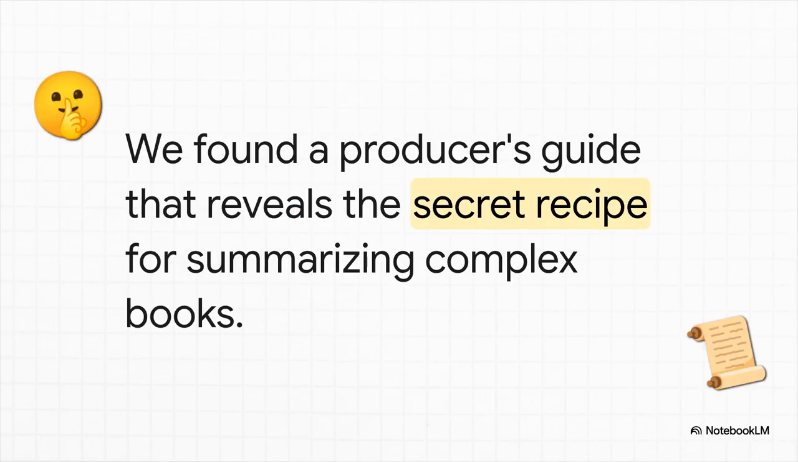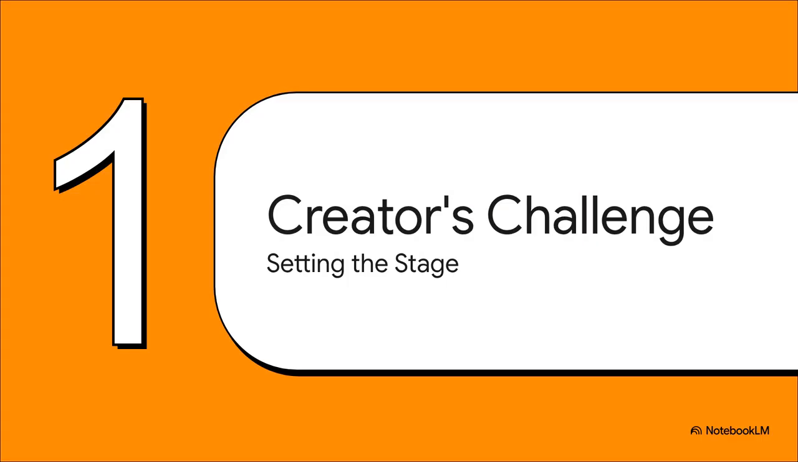Well, we got our hands on a producer's guide from a popular YouTube channel, and it basically lays out the secret recipe for doing exactly that. It's his powerful blueprint for creating clarity out of chaos, and we're going to break it all down together. So, where do you begin with something like this?